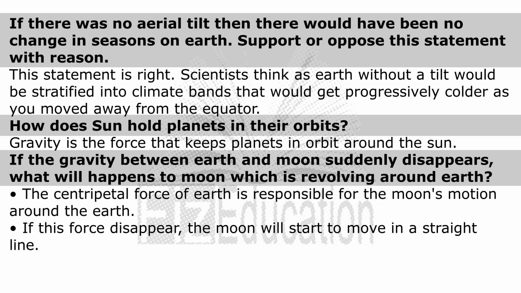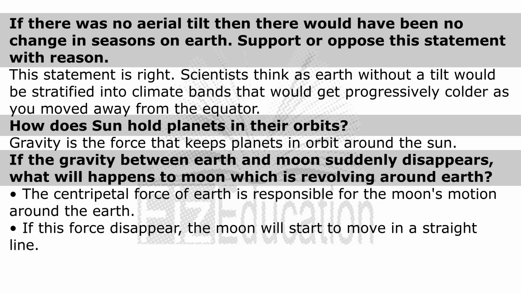If there was no axial tilt, then there would have been no change in seasons on Earth. Support or oppose this statement with reason. This statement is right. Scientists think an Earth without a tilt would be stratified into climate bands that would get progressively colder as you moved away from the equator.